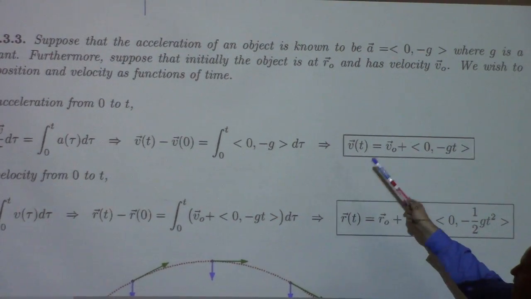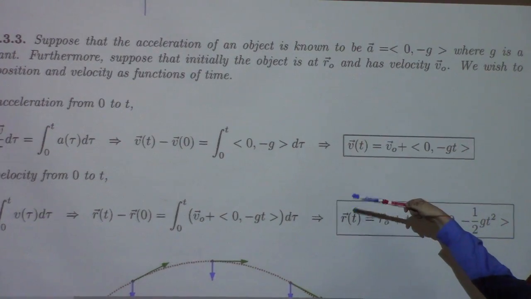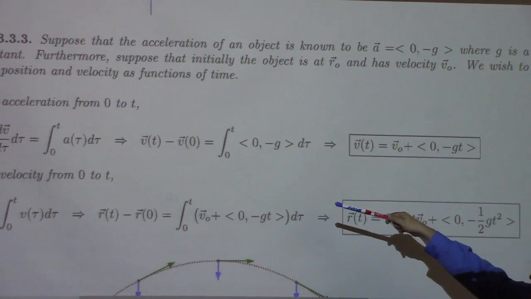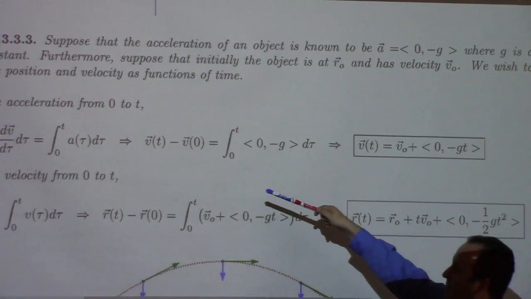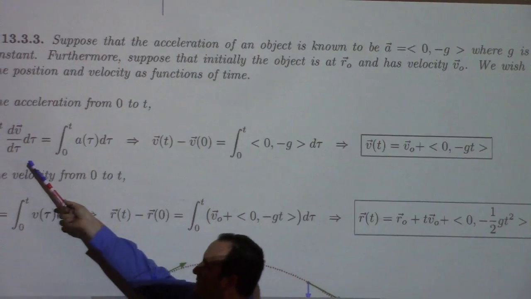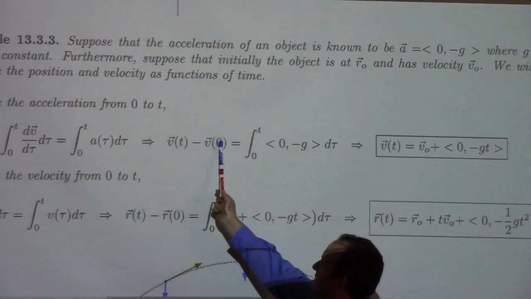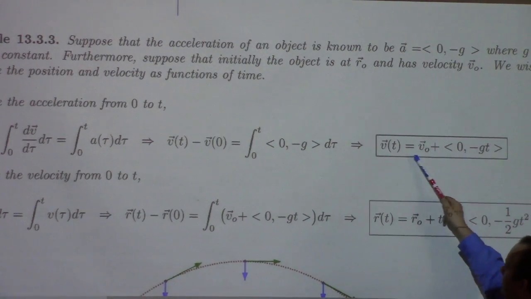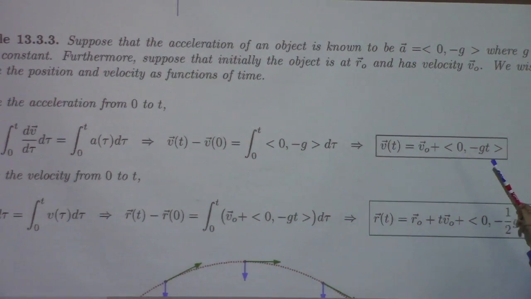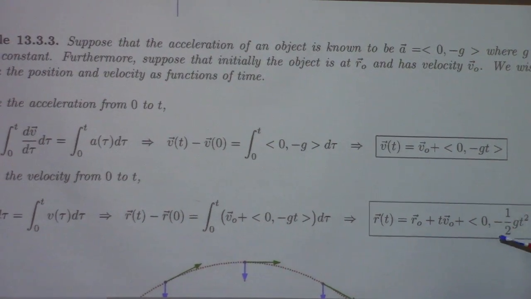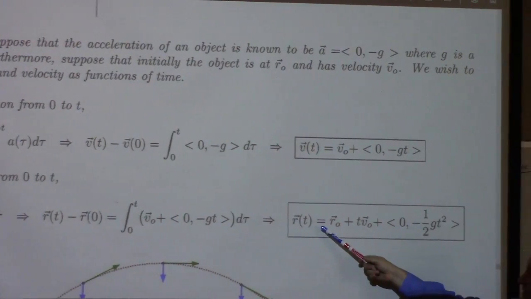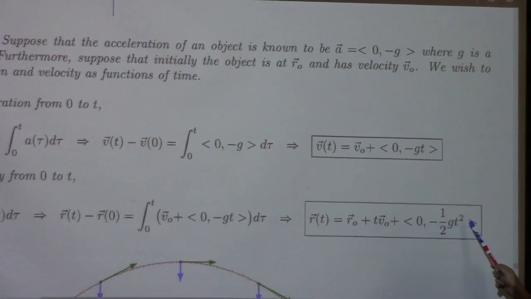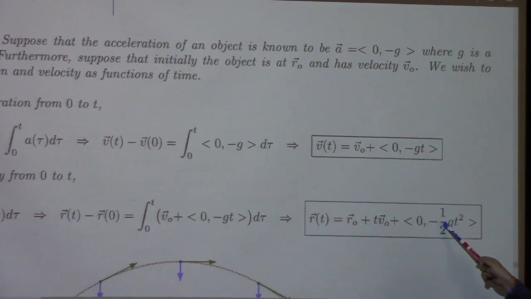So, if I have the acceleration is 0 minus g, if I integrate, I can get the velocity. So, integrate dv dt and integrate a of tau d tau. That gives me, from basically the fundamental theorem of calculus, v of t minus v of 0. And on the other side, I integrate this. Well, that just gives me 0 minus gt. And there you go. That's the velocity for constant acceleration of minus g down. Integrate again. I get this formula for the position. The position is the initial position plus t times the initial velocity. And then plus this term from the acceleration, 0 minus 1/2 gt squared.